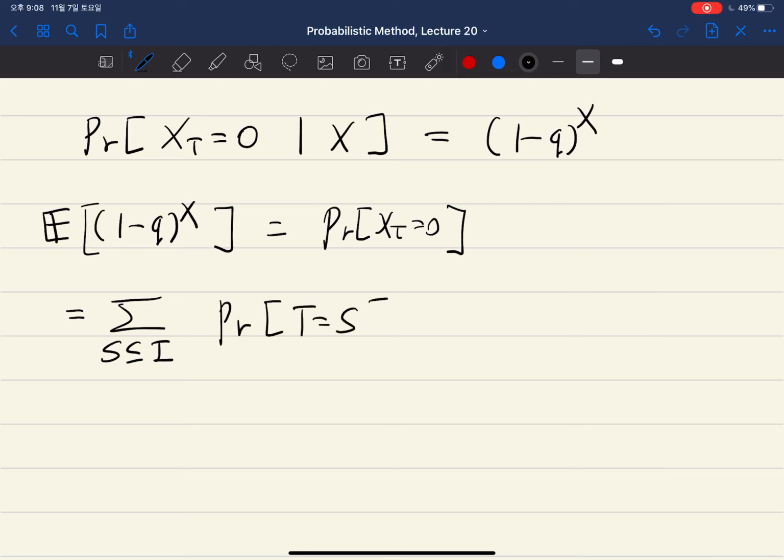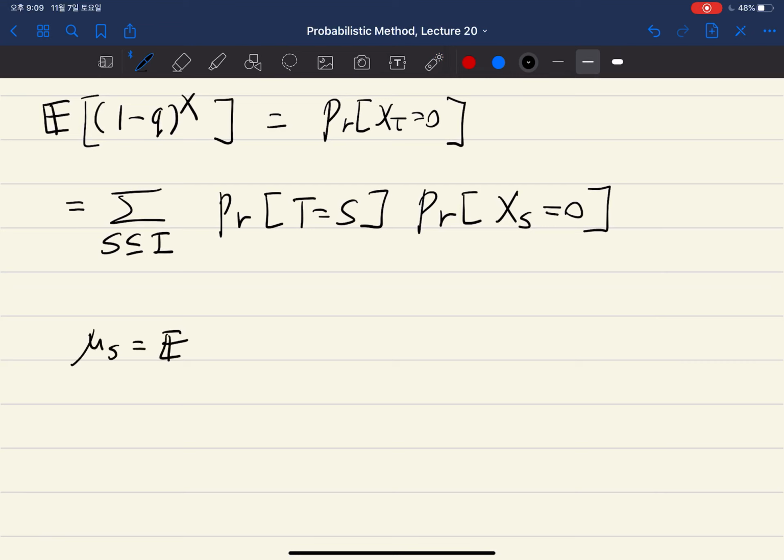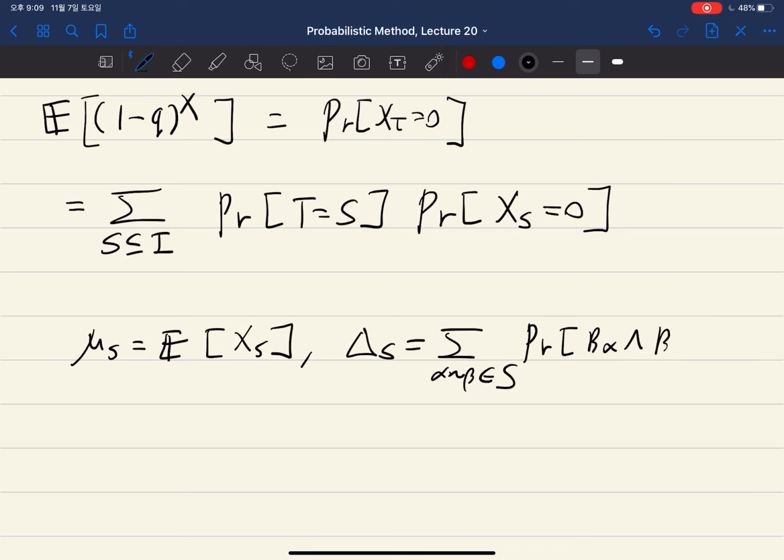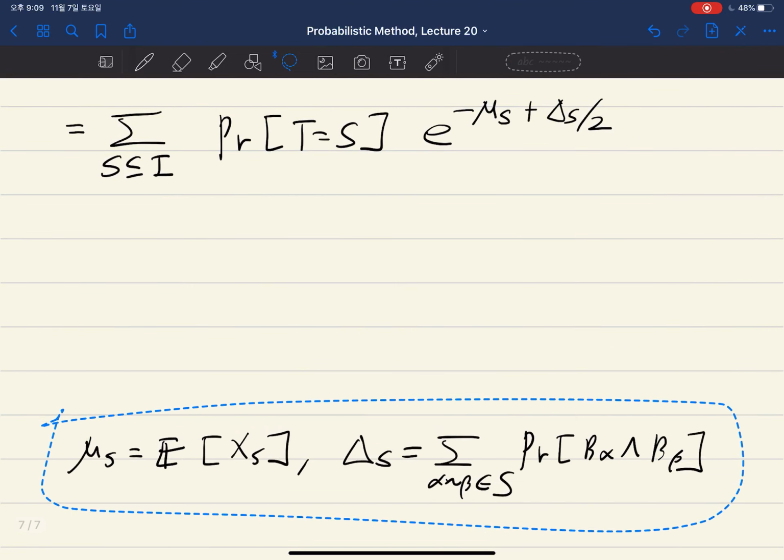So for each S which is a subset of I, we consider the probability that T is exactly S, and the probability that x_S is 0 for that specific set S. But this we can actually bound using Jensen's inequality. How? We let mu_S be the expectation of x_S, and delta_S be the joint probability over all alpha and beta in this set S. Then Jensen's inequality says that it is at most e to the negative mu_S plus delta_S over 2, right?